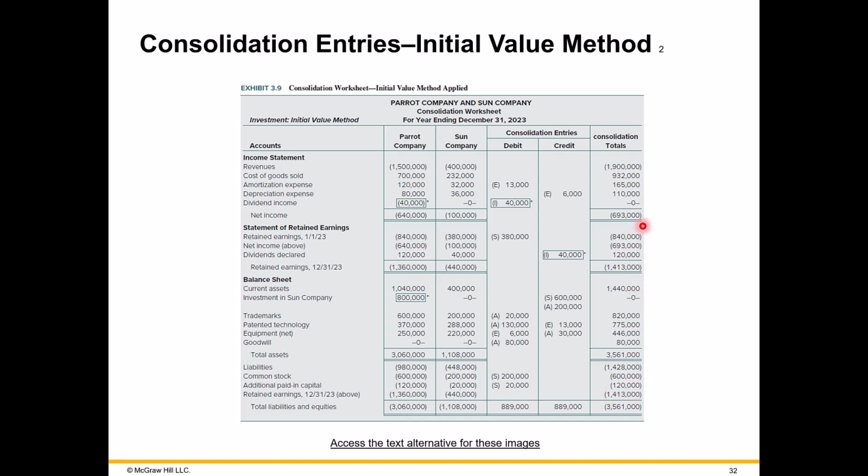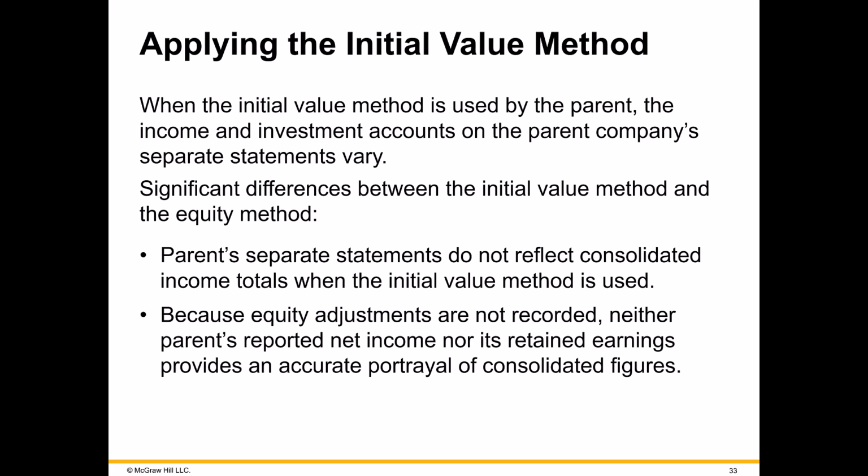The same exact totals here under the initial value method as we had seen previously under the equity method. Exactly the same. Again, because we had accounted for the investment in the sub differently in the books of the parent, this column here is different under the equity method versus this initial value method. Thus, some of the entries here are different to get the same consolidated totals. This is just a summary of why things are different under the initial value method compared to the equity method.